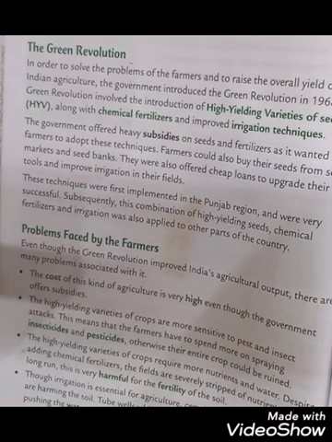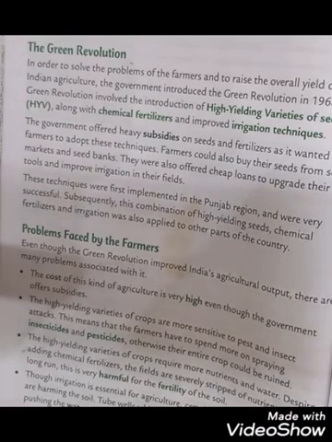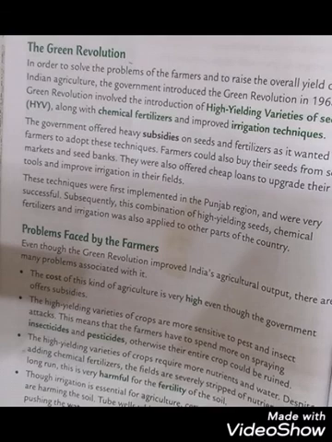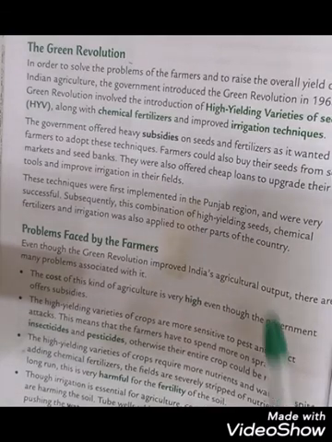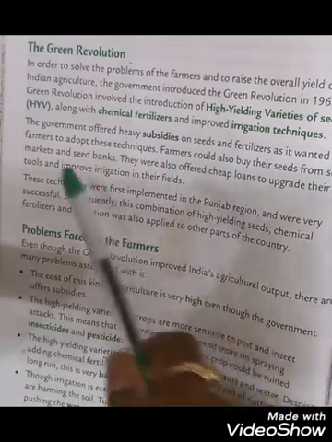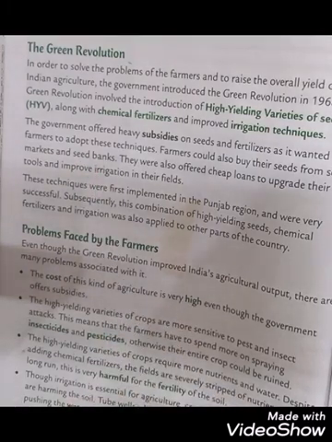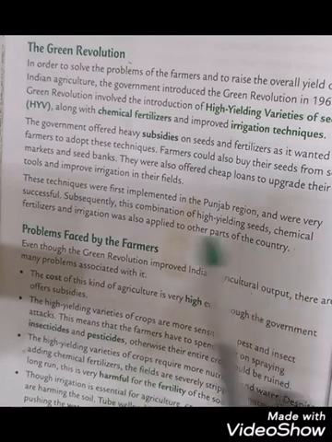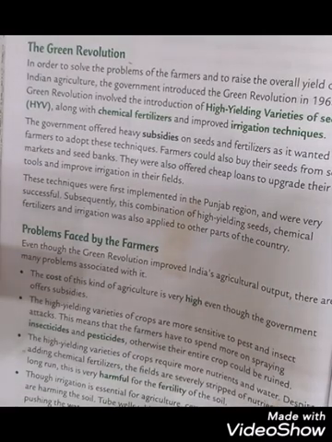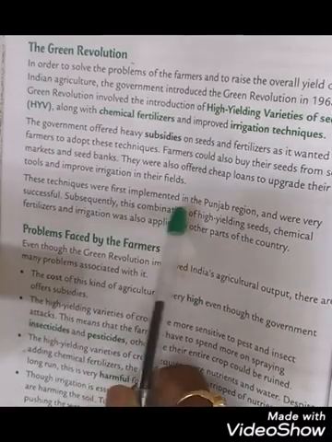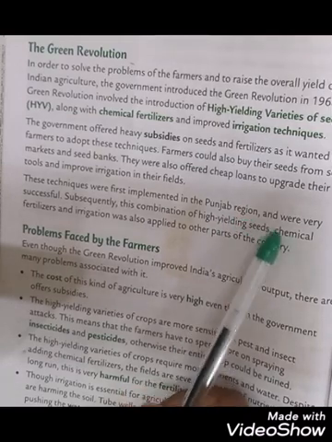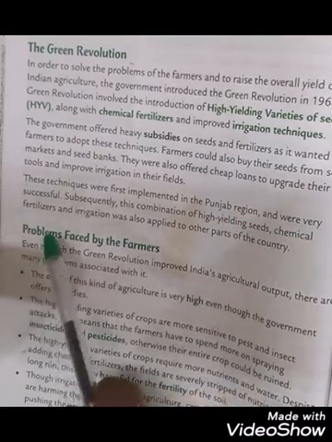They offered discounts, and some amount of money was given in their accounts for buying seeds and fertilizers, and farmers could buy their seeds from the markets, from the seed banks. They were offered loans so that they could upgrade their tools and improve the irrigation in the fields. These techniques were first implemented in the Punjab region and were very successful.